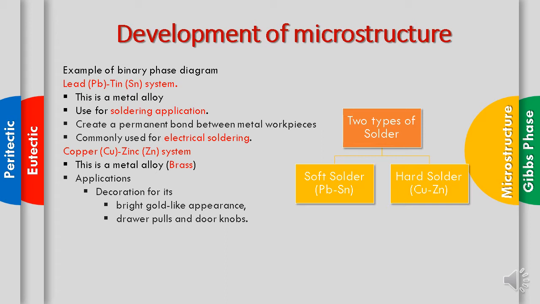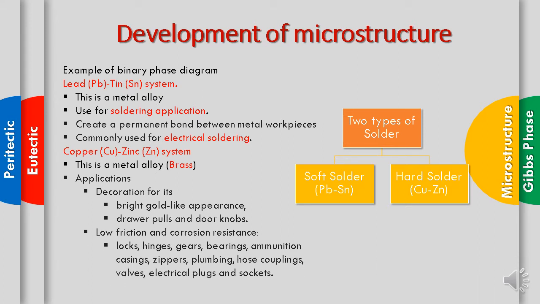Okay, this brass is basically used in other applications, which is for decoration, for appearance, because of its gold-like appearance, for knobs, drawer pulls and door knobs, and it is also used for low friction and corrosion resistance in locks, hinges, gears, bearings, casings, zippers, plumbing, hose couplings, and a lot of electrical plugs and sockets.